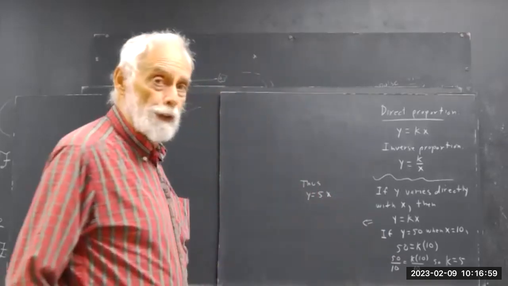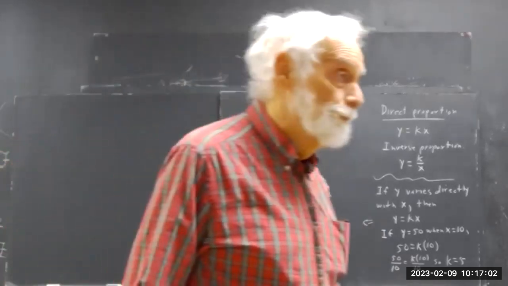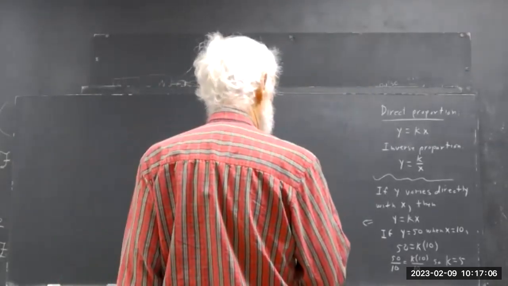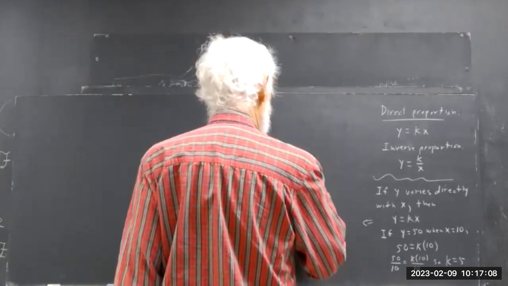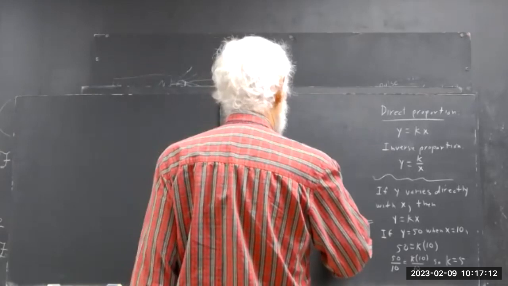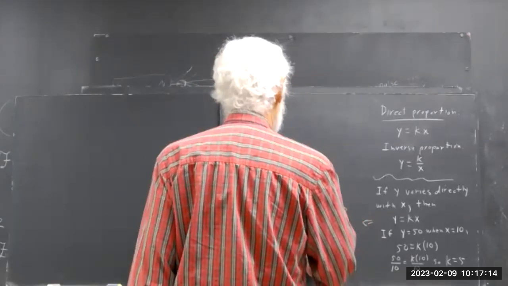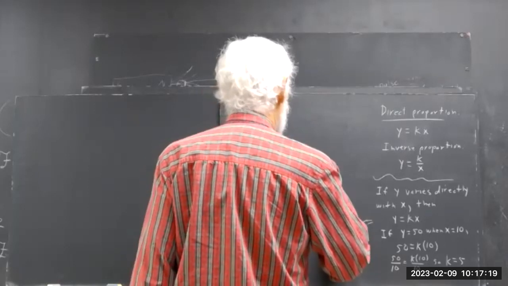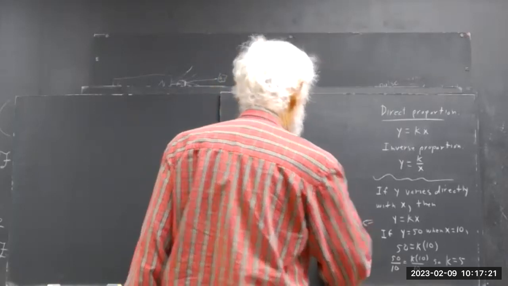Now, we know that y equals 5x. So if x equals 30, what is y?